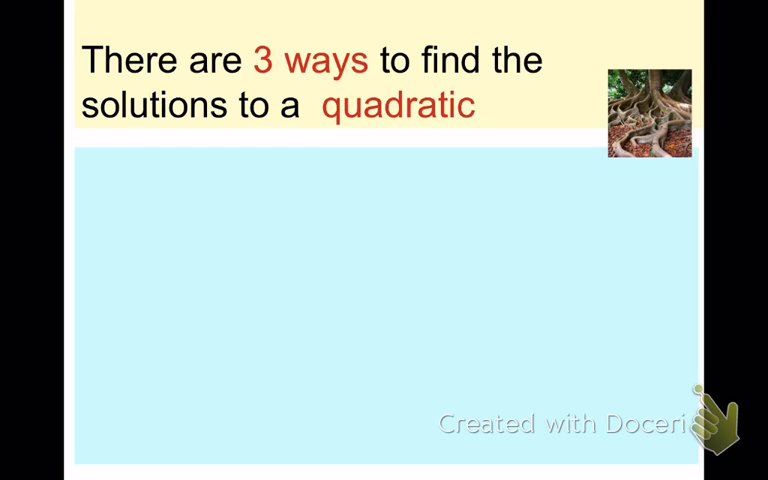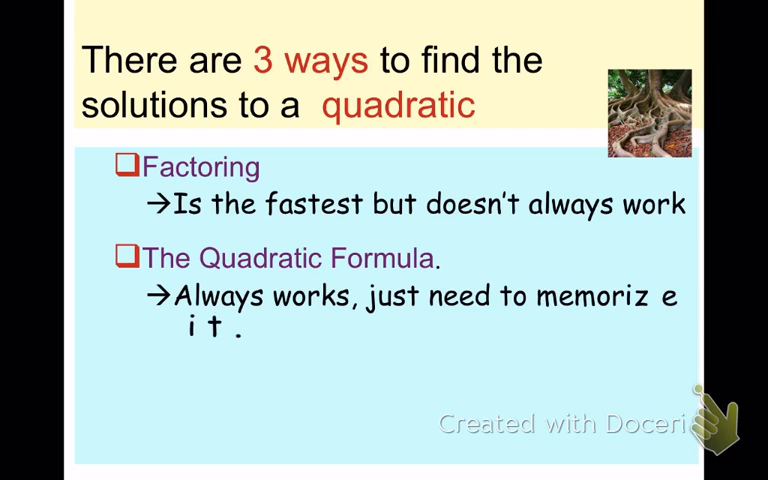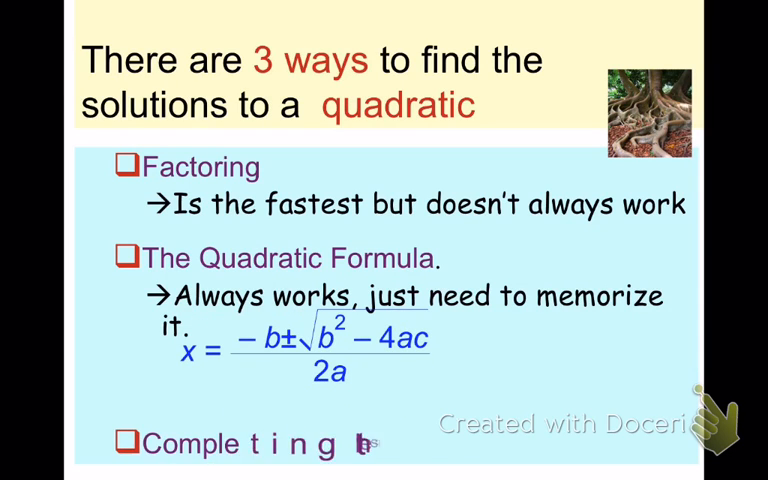Remembering back again that there are 3 ways to find the solutions to a quadratic, factoring being the first one, but remember, it doesn't always work. That's why we need another method. One we haven't learned yet is the quadratic formula, which always works, but you must memorize this formula. And the last method, which we are currently working on, is completing the square, which also always works.